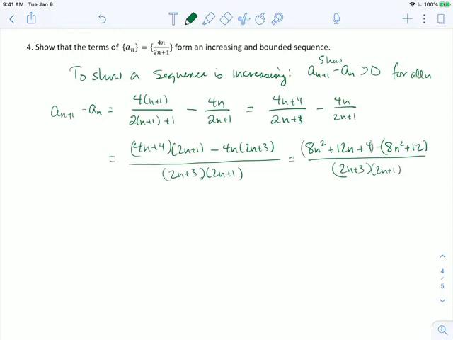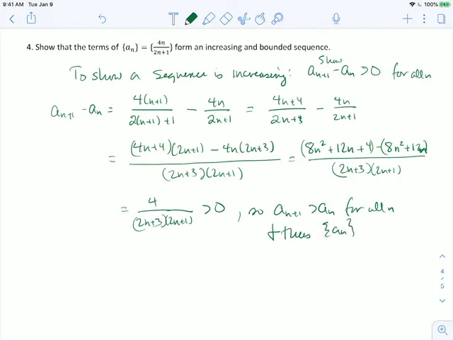I'm going to include that in parentheses, you can. But notice I've got that the 8n squareds cancel and the 12n's. The 12n's are going to cancel, and so it's going to leave me with 4 over 2n plus 3 times 2n plus 1. Since n is positive, that denominator is going to be positive, the numerator is positive, so that's definitely greater than 0. So a sub n plus 1 is bigger than a sub n for all n, and thus the sequence a sub n is increasing.